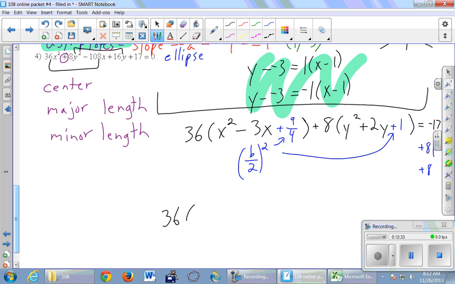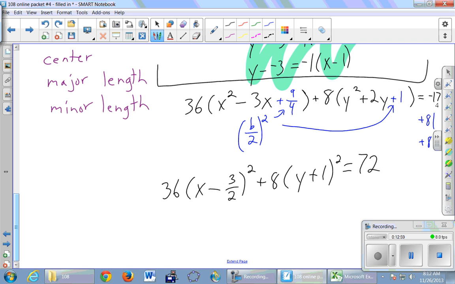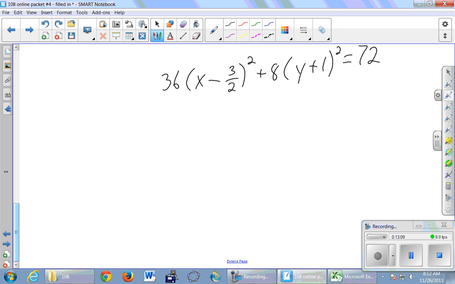Okay, next step is to factor. And it's always going to be x plus b over 2 squared. So that -3/2 is in there, plus 8. This one you don't really need a formula, it's just y plus 1 squared equals, what do we get over here? 89, 79, 72. Okay, standard form for the equation for the ellipse and the hyperbola have equals 1. So we need to divide everything by 72.